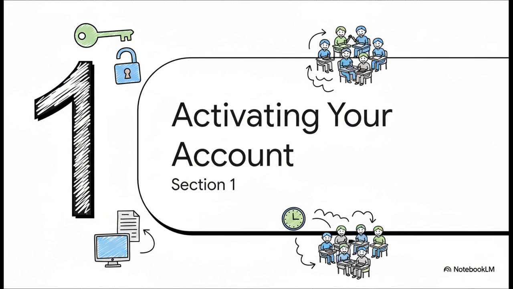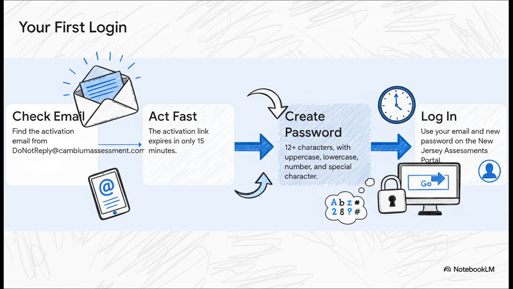First things first, you can't manage anything if you can't get into the system. So Section 1 is all about the most important first step, activating your account. All right, this all kicks off with an email, so keep an eye on your inbox for a message from do-not-reply@cambiumassessment.com. Now here is the really important part. You have to act fast. That activation link inside the email expires in just 15 minutes.